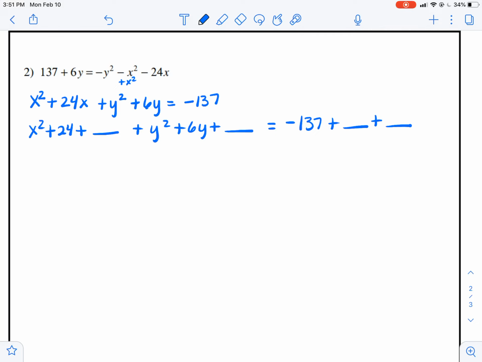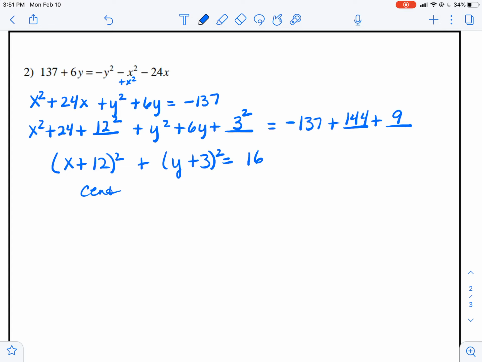Okay, so half of 24 is 12. 12 squared is 144. Half of 6 is 3. 3 squared is 9. Okay, so this is going to give me x plus 12 squared, y plus 3 squared equals, and what is that? 7 and 9 is 16. Okay, and so my center would then be a negative 12, a negative 3, with a radius of 4.